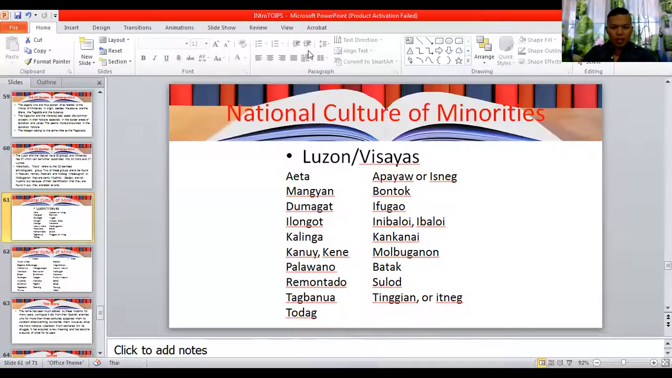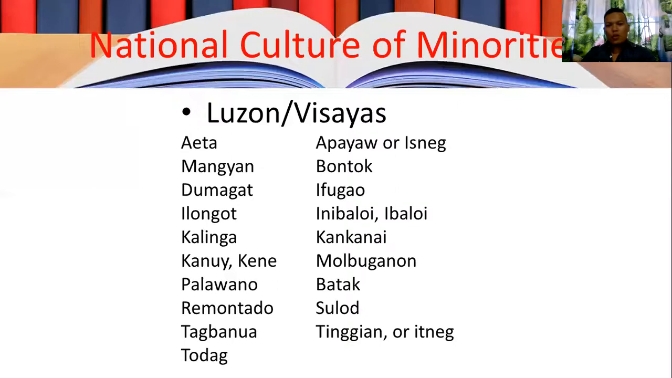This is what you will see. Okay, this one. So this is the Luzon or Visayas class. So Aita, Mangyan, Dumagat, Ilonggot, Kalinga, Kenny, Palawano, Remontado, Tagbanua, or Tudag. So these are the indigenous people in Luzon. Indigenous, in this definition, because they have their own culture, and they have become fewer. They are becoming distinct, and their culture is still existing. In Visayas, we have Apayao, Buntok, Ifugao, Inibalaw, Kankanay, Mulbuganon, or Batak, Sulod, Tingyangnan, or Itnig.